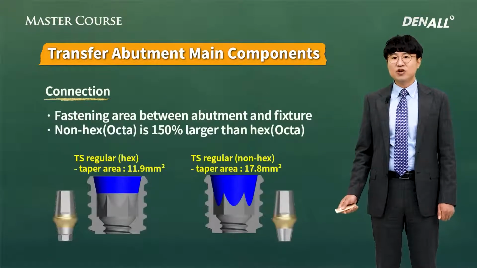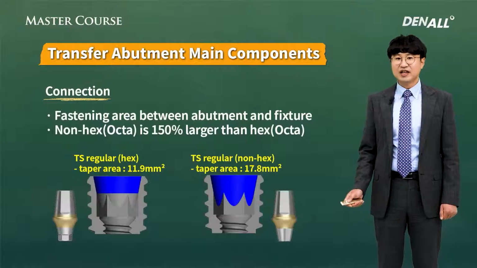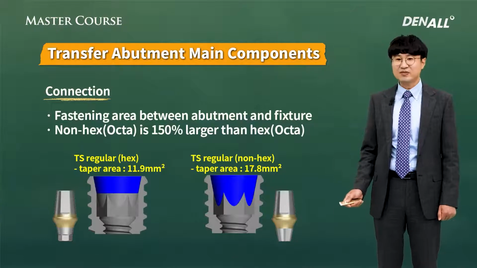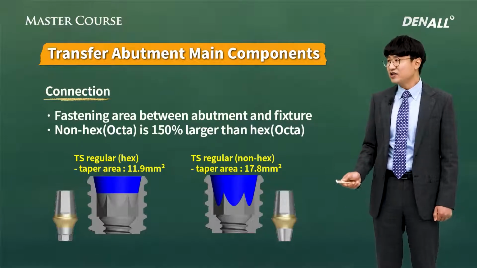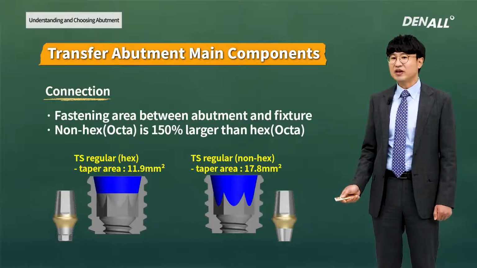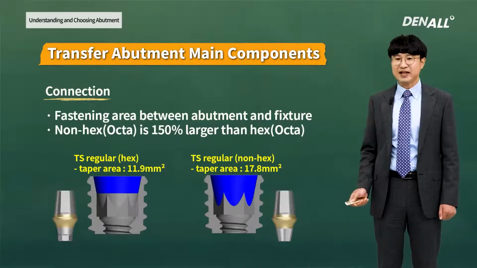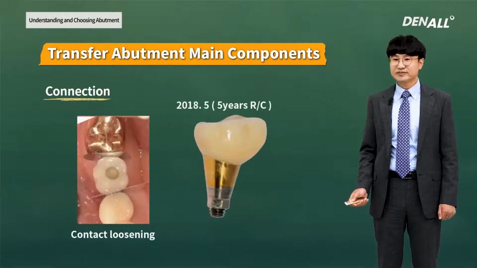For non-hex, there are positioning difficulties, but there is another advantage. Almost no chance of making the hex mismatch, which is the biggest advantage. There is less room for making a mistake, and it has a higher contact area with the fixture, so the life is longer according to research results.